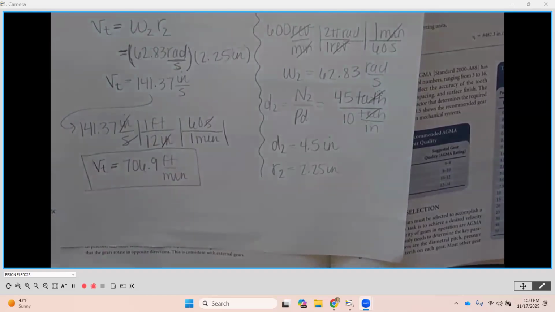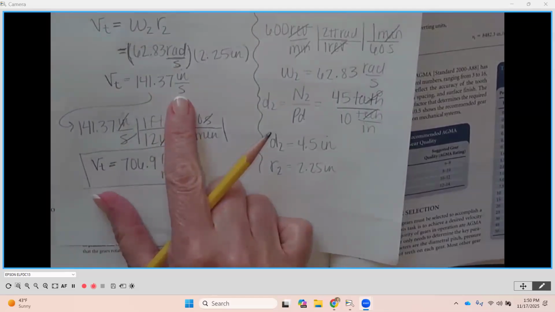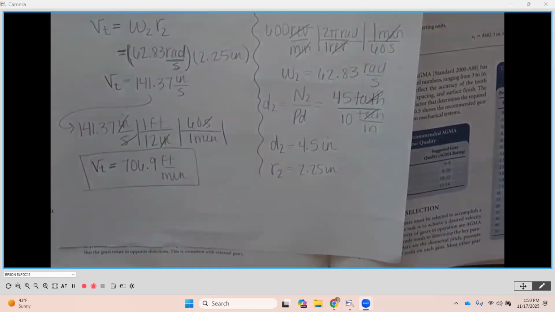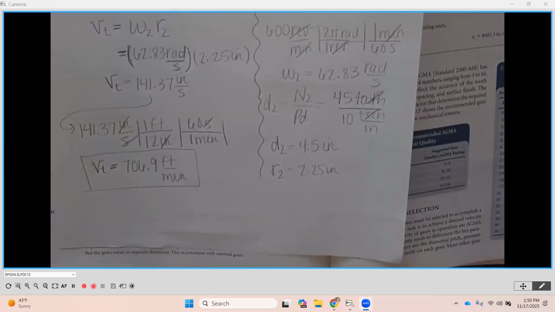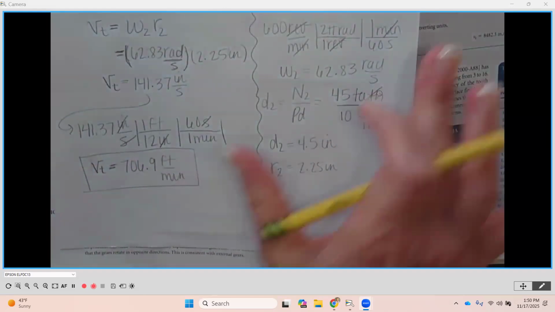Unless it says to put it in final units, you could leave it at inches per second. They happen to do it in feet per minute, so we'll just be consistent with what they had to be sure that our answer matches. So that is going to be the straight line velocity component of the end point of the radius of that gear. Each one of the teeth is that value. And that takes care of what they were looking for in our problem.